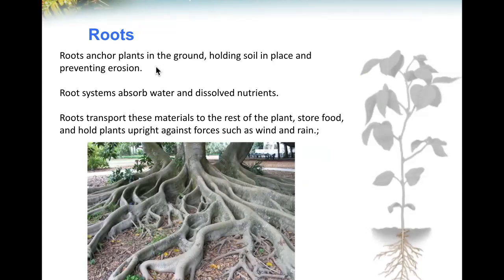Roots anchor plants in the ground, holding soil in place and preventing erosion. Root systems absorb water and dissolve nutrients. Roots transport these materials to the rest of the plant, store food, and hold plants upright against forces such as wind and rain.